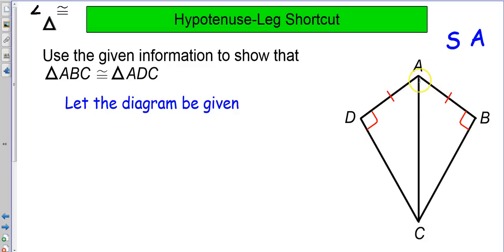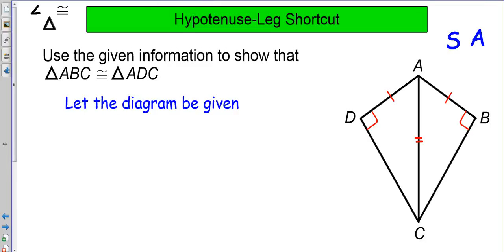And the last piece, hopefully these are kind of popping off the page to you at this point. But the last piece to this is that we've got this shared side right here in the middle, AC. So what we have is a scenario where we have A, S, S. So that's not a proof shortcut that works, but we have right triangles. And we talked about yesterday why that works. But if they are right triangles, then all we need are the hypotenuses to match up and one pair of corresponding legs to be congruent, and that's what we have here. So let's go ahead and go through the proof.